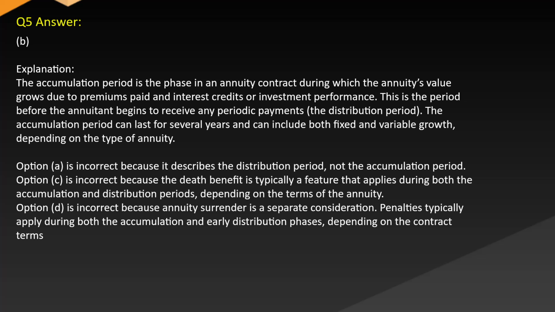Option A is incorrect because it describes the distribution period, not the accumulation period. Option C is incorrect because the death benefit is typically a feature that applies during both the accumulation and distribution periods, depending on the terms of the annuity. Option D is incorrect because annuity surrender is a separate consideration. Penalties typically apply during both the accumulation and early distribution phases, depending on the contract terms.